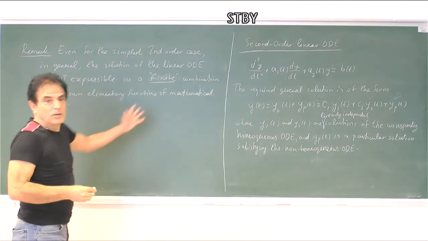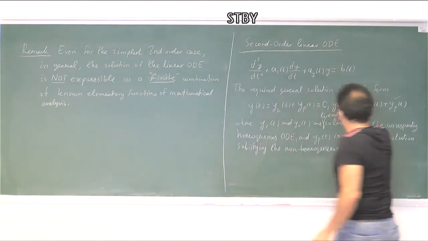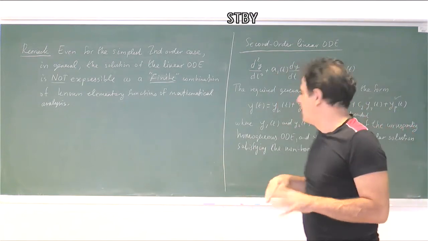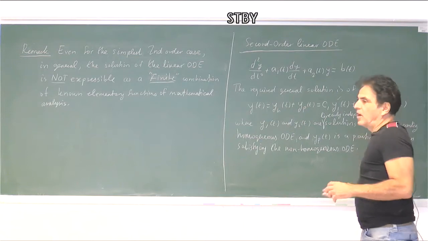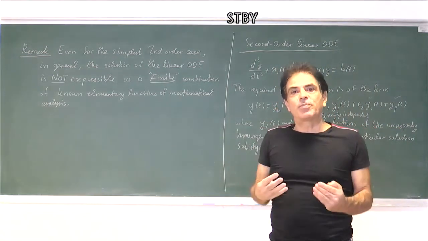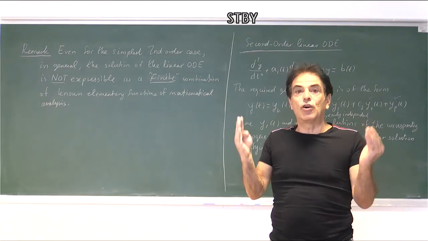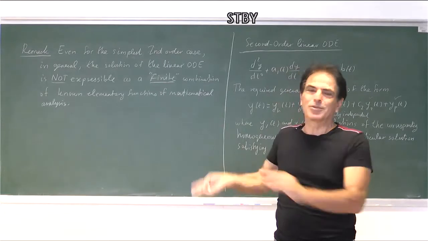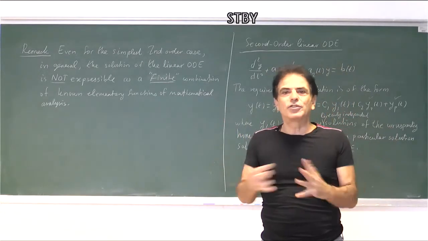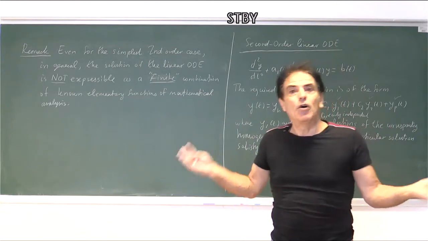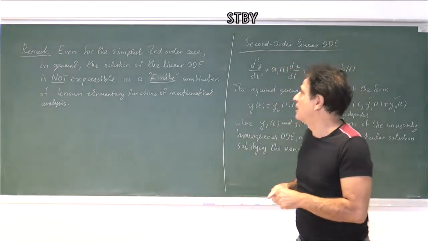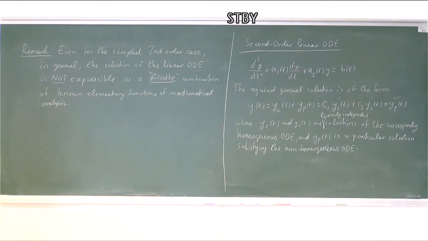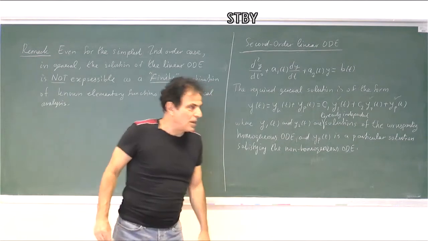I'm repeating once again, I need to find y1, y2, y3. And I say that, in general, these three functions are not expressible as a finite combination of known elementary functions, such as exponentials, logarithms, trigonometric functions, or inverse trigonometric functions, or polynomials, or rational functions. This is not the case. The general solution is not expressible as a finite combination of elementary functions.